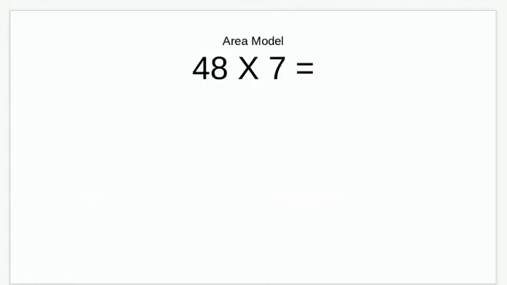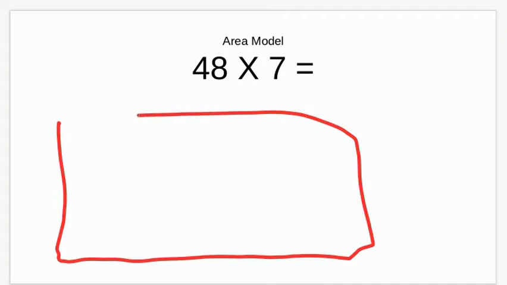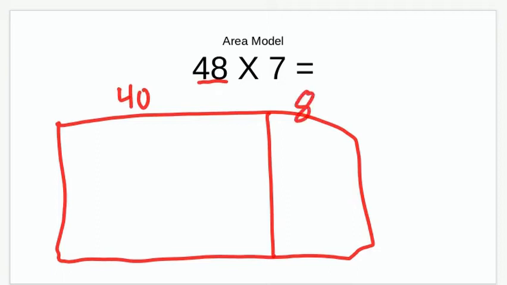All right, let's practice the area model once more, this time for 48 times 7. So again, let's start off by drawing a rectangle. Split into 2 sections to represent the fact that I have a 2-digit number, 48. I'm going to break it apart into 40 and 8. And each of these parts, I'm going to multiply times 7.